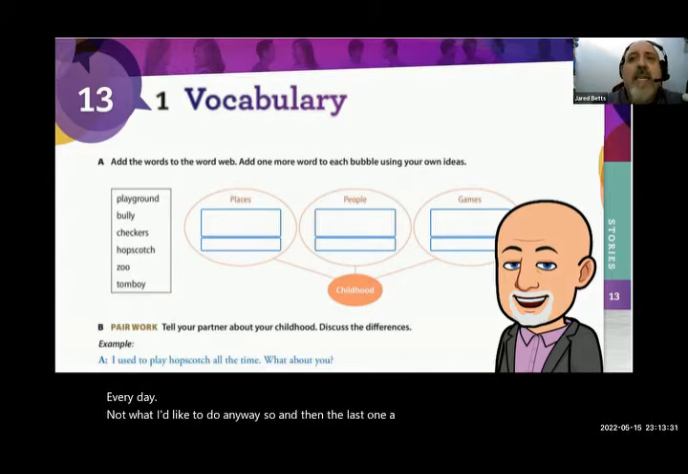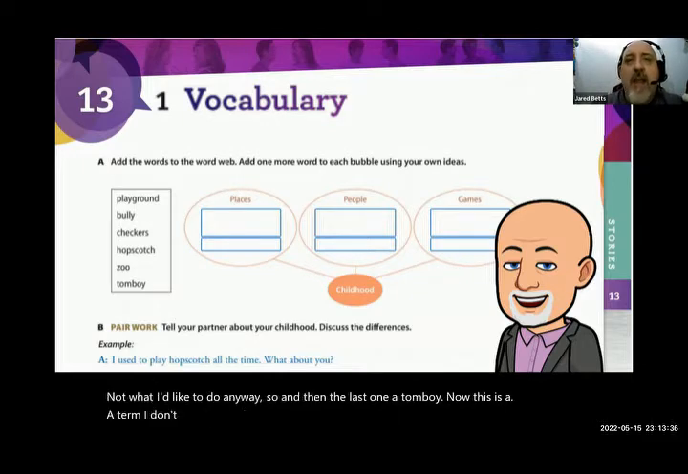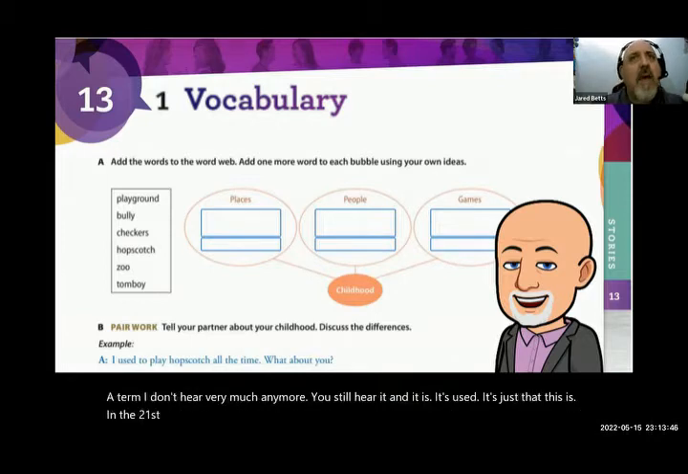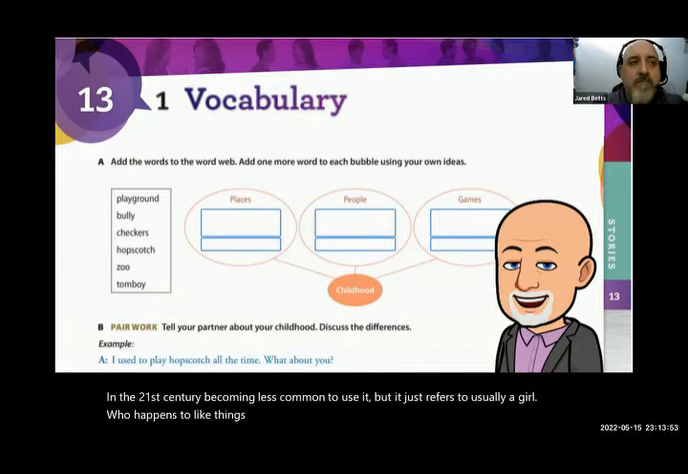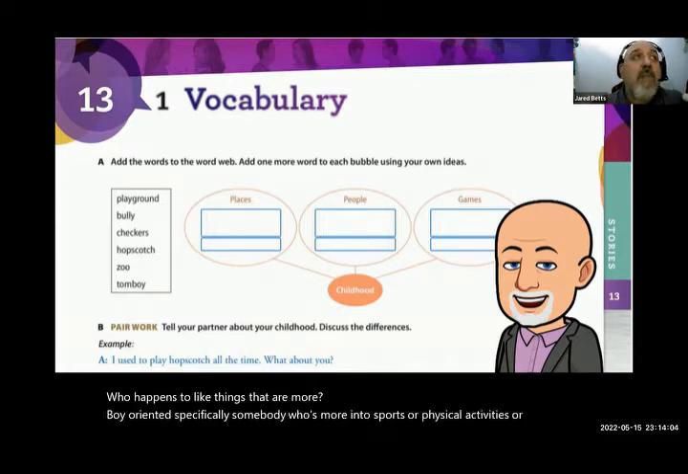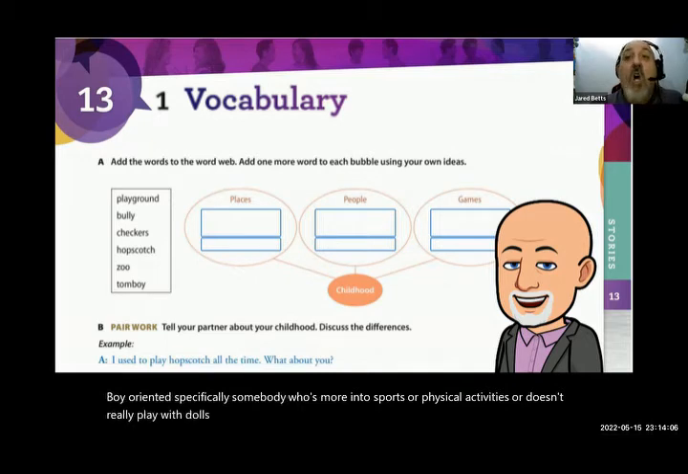Now, this is a term I don't hear very much anymore. You still hear it, and it's used. It's just that this is in the 21st century becoming less common to use it, but it just refers to usually a girl who happens to like things that are more boy oriented, specifically somebody who's more into sports or physical activities, or doesn't really play with dolls or considered really a girly girl.